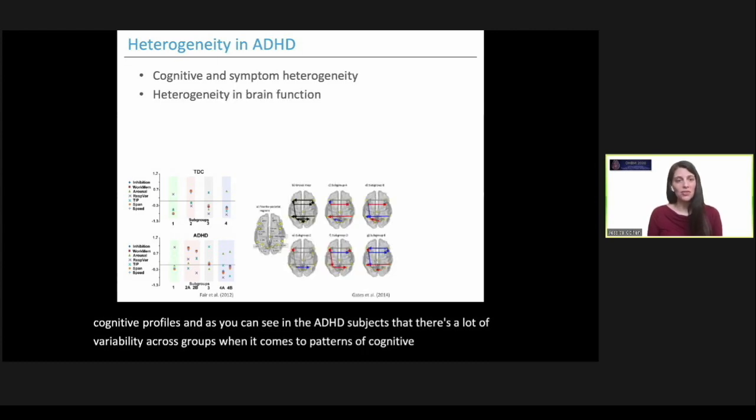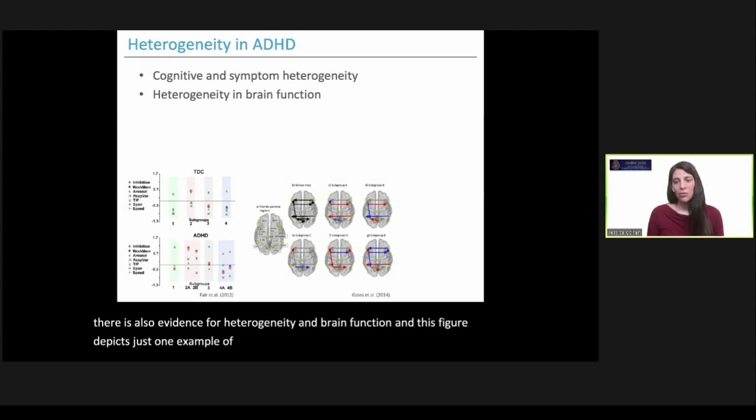There's also evidence for heterogeneity in brain function. And this figure depicts just one example of many. It shows that different subgroups of ADHD and typically developing subjects have different patterns of functional connectivity, depicted by the different red and blue and gray arrows within the frontoparietal cognitive control network.